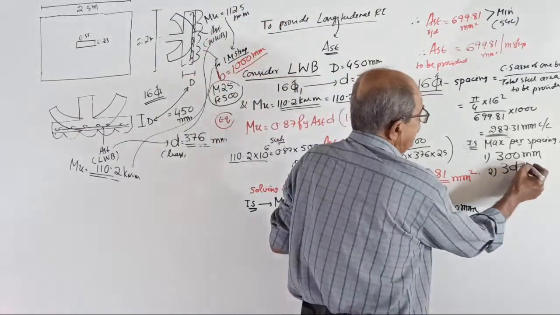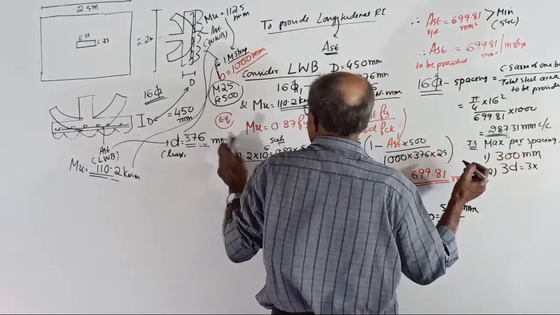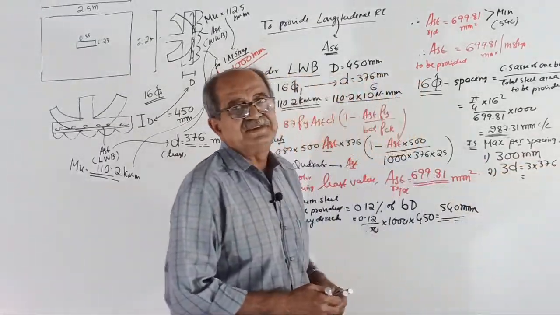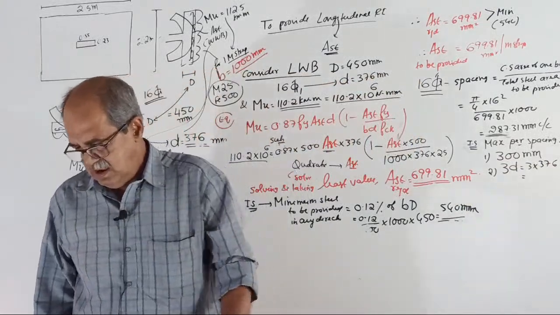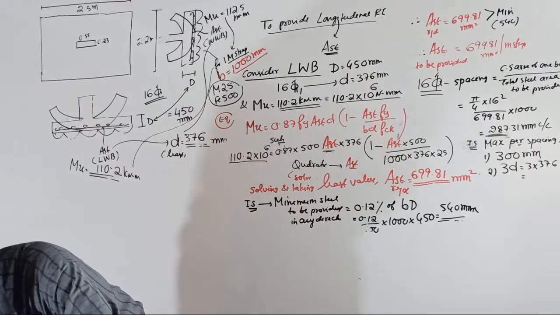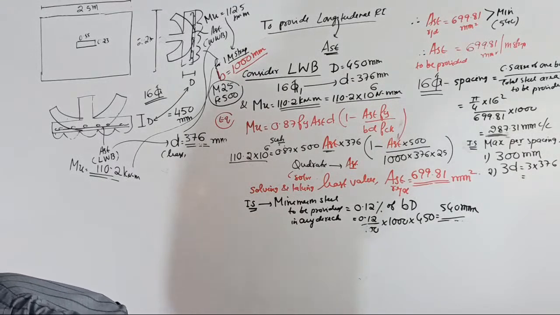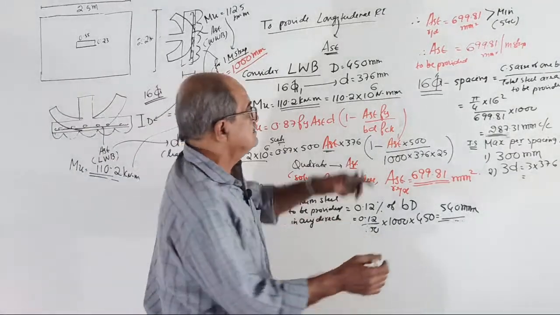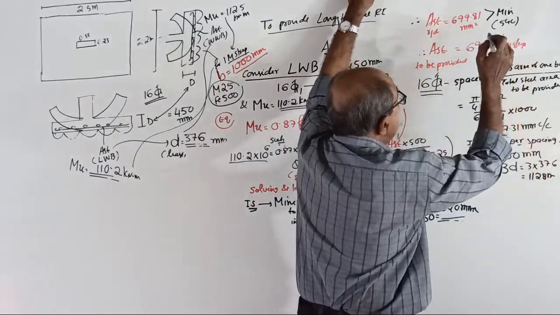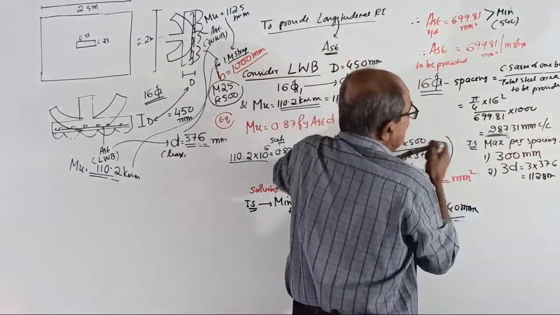3D equal to 3 into 376. What is the answer? 3 into 376. Answer. Little fast. 3 into 376 is 1128. 1128 millimeter. Now, see what is the spacing we got by design.